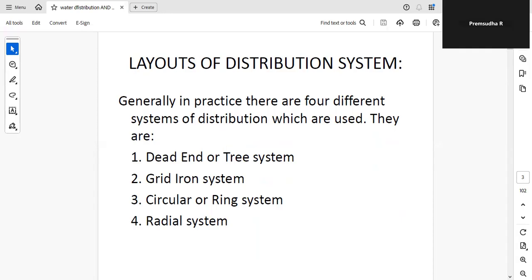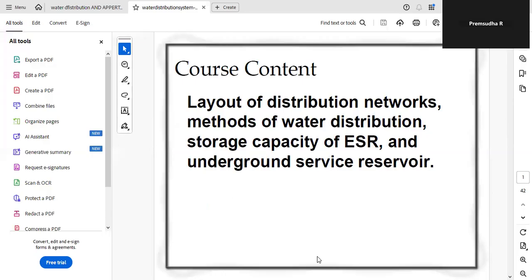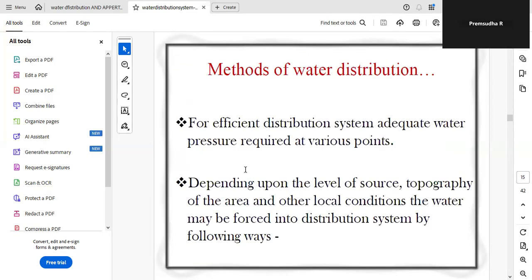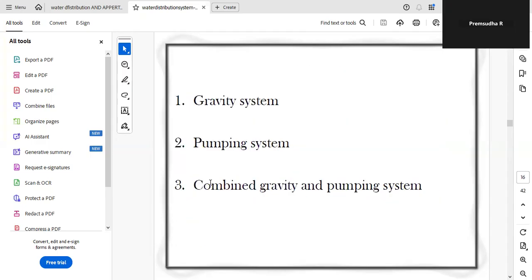In the system of supply, there are three methods. You can see here, slides, system of supply. Here you can see methods of water distribution. The system of supply has two types: continuous and intermittent. And for methods of water distribution, there are three methods: gravity system, pumping system, and combined gravity and pumping system.